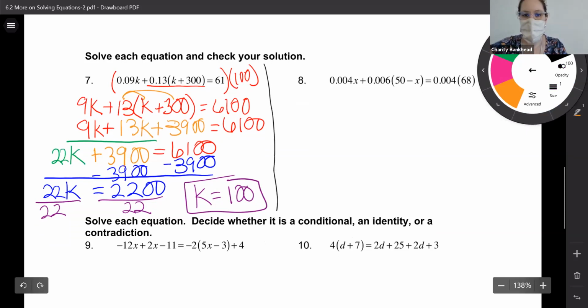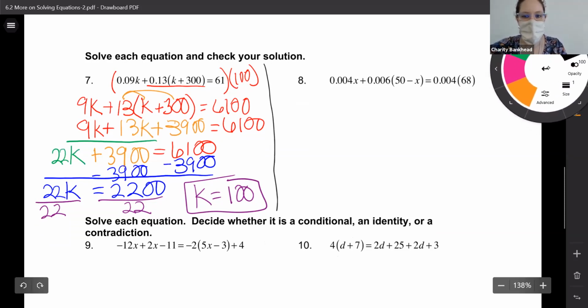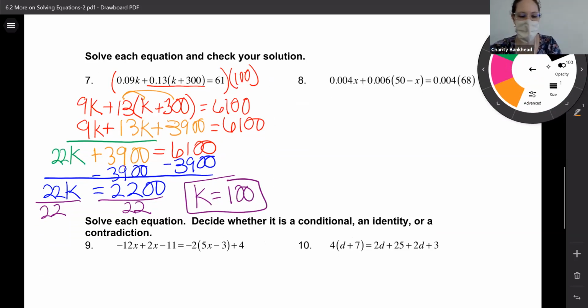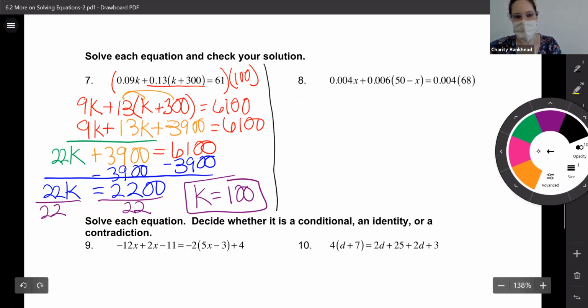All right. So number 8. In this case, the decimals, we have tenths, hundredths, thousandths. So it's going out to the 1,000th place. So that means we need to multiply the whole equation times 1,000.